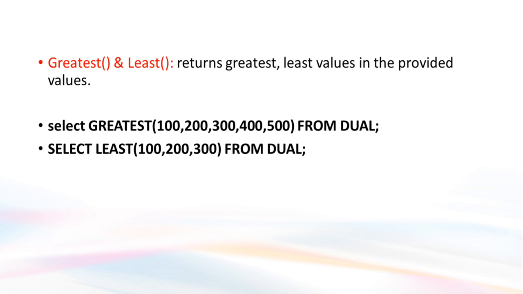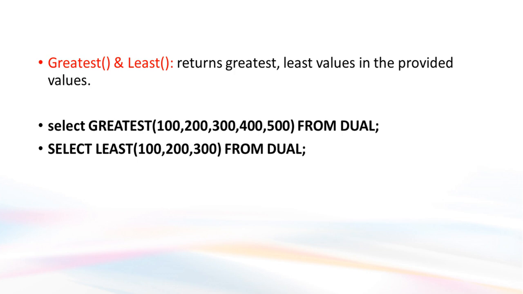But here the greatest and least functions work on a single row. They take multiple parameters. Any number of parameters we can pass. So select greatest of, if I pass 5 different parameters here, it will give you the largest number. Similarly, if I give select least, it will return the least number. The greatest method will return the largest number. So these are the greatest and least methods.